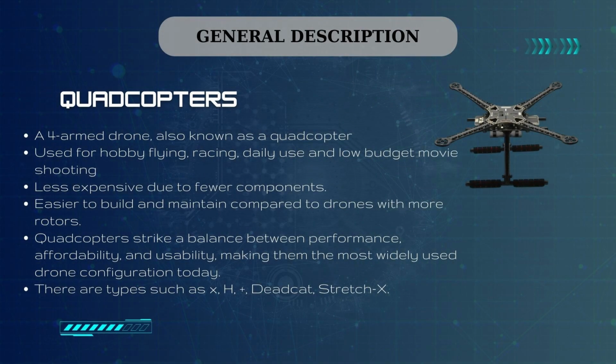Since the quadcopter, known as the four-arm, contains fewer components, it is widely used today in hobby activities, races, or video shootings due to its cheap cost and easy construction and maintenance. Quadcopters come in many different varieties, such as X, Plus, H, Dead Cat, and Stretch X.